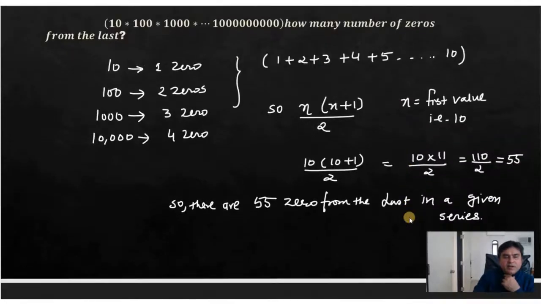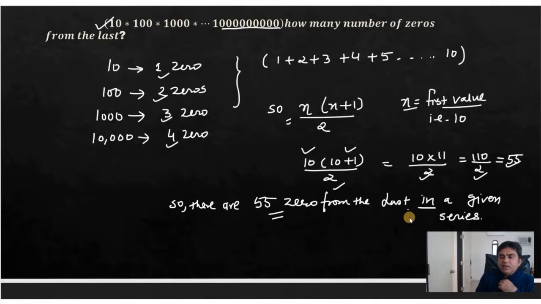Another example is 10 into 100 into 1000. So what is going to happen? In 10 there is 1 zero, in 100 there are 2 zeros, in 1000 there are 3 zeros, in 10,000 there are 4 zeros, and in the last there are 10 zeros. So you have to use the formula n into n plus 1 divided by 2, where n is the last value, 10. So 10 into 11 divided by 2, so 110 divided by 2 is 55. So there are 55 zeros in the last given series.